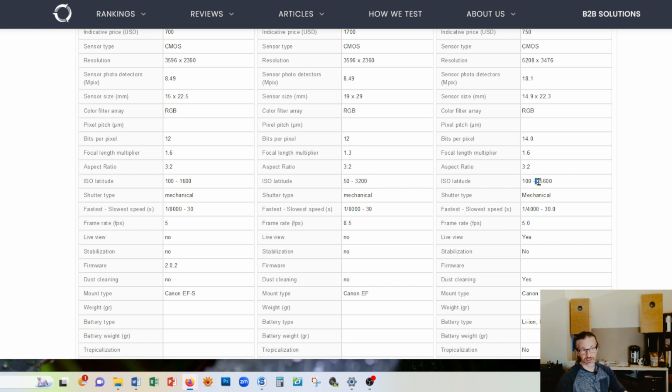However, this 9 years younger generation camera goes to ISO 25,000. So if you just read this number, you would think that this is like 10 times better in low light compared to the 20D. But it isn't. And why isn't it?